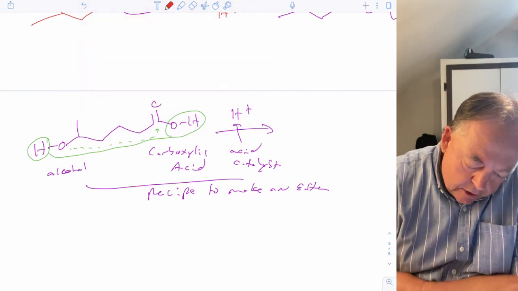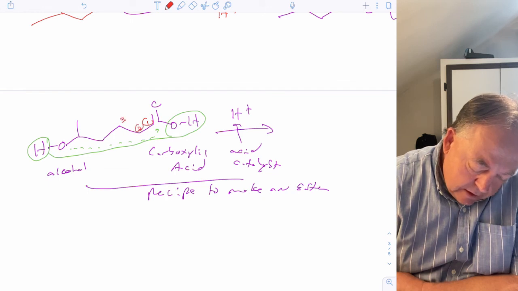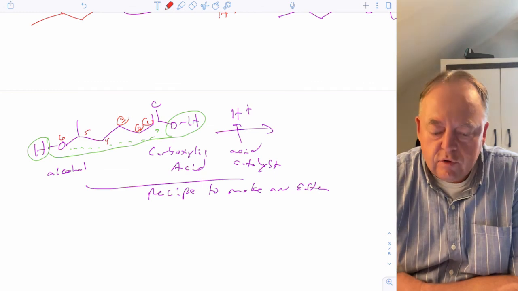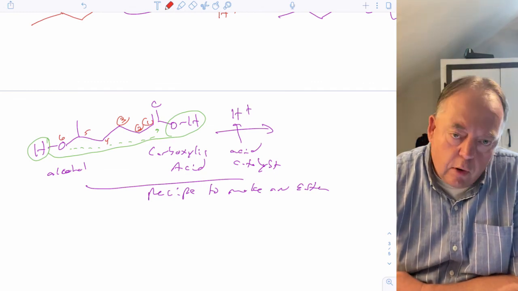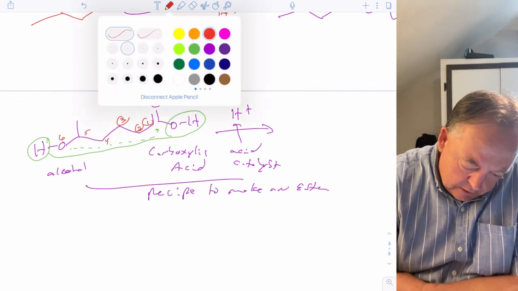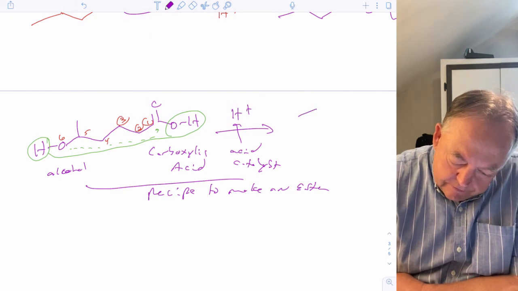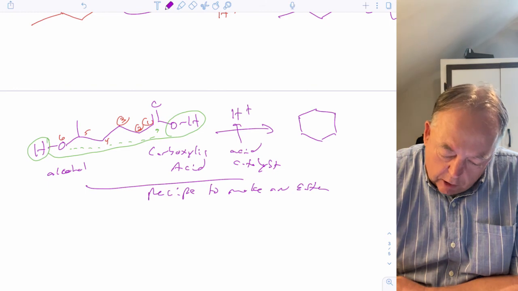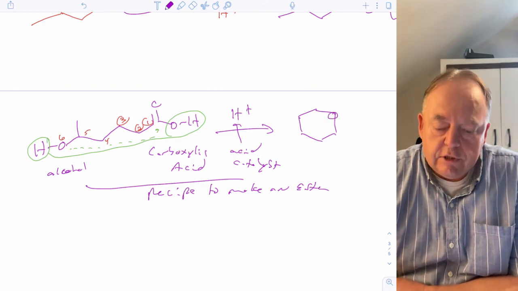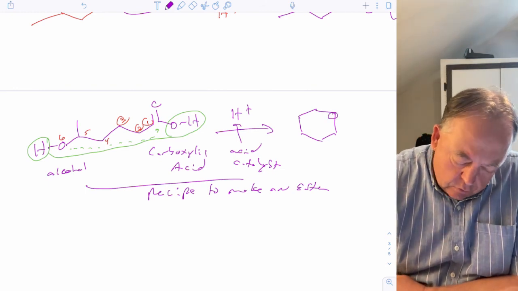And so anytime you make a ring in organic chemistry, I recommend you number so that you keep track of everything. So 1, 2, 3, 4, 5, 6. So that would be a 6-membered ring where oxygen is part of that ring. So if we draw a 6-membered ring, and oxygen is part of that ring, so we'll make one of these positions an oxygen, and we said oxygen was number 6.